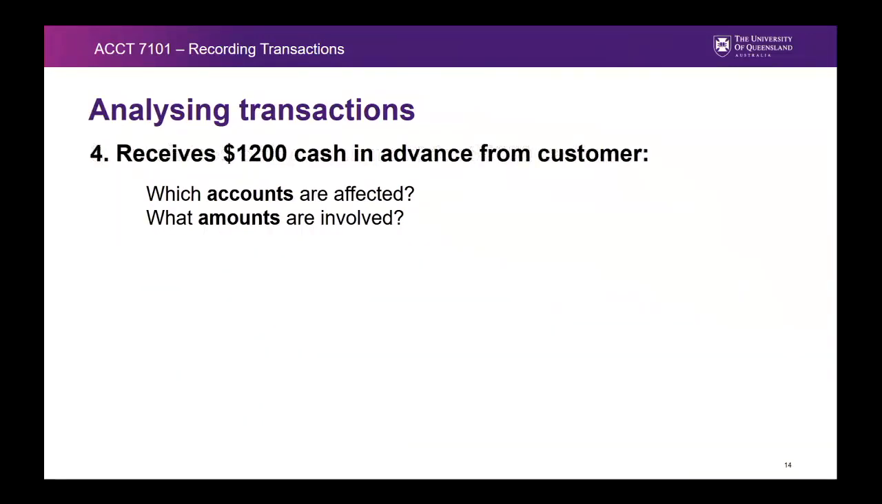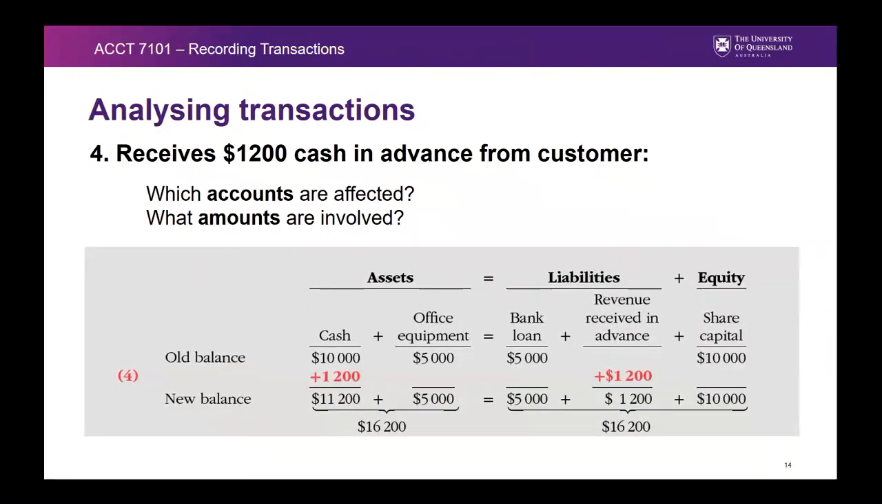Let's have a look at another equation. We've got received $1,200 cash in advance from a customer. So which accounts and what amounts? So we receive cash. So I'd say we've got a cash asset, an asset in cash, and in advance I'd say we've got some unearned revenue. Let's have a look. So yes, we've got an increase in cash. So we add this to the cash, increase in the cash assets.